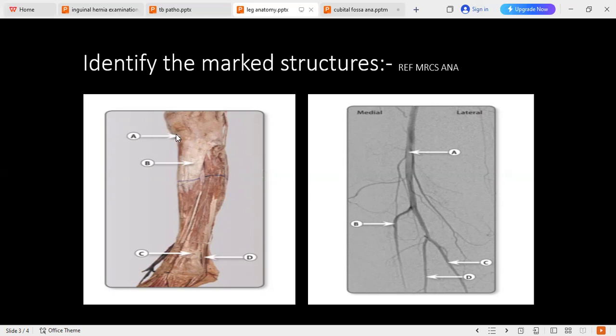Can you identify this bony prominence labeled A? Yes, this is the tibial tuberosity. Can you identify structures B, C, and D? Structure B is the deep fascia of the anterior compartment. C and D, please, quickly. D is extensor hallucis, extensor digitorum longus. And C? C is, let me zoom.